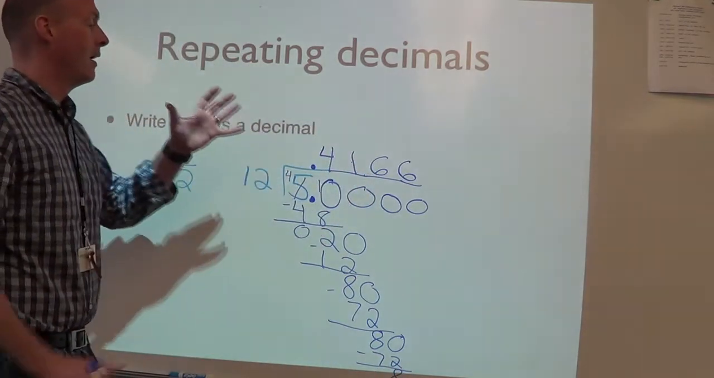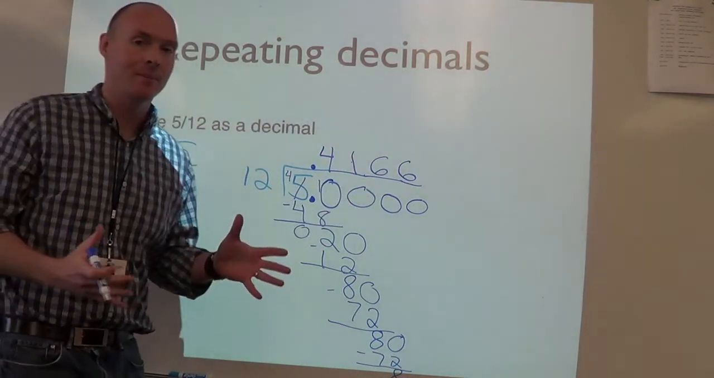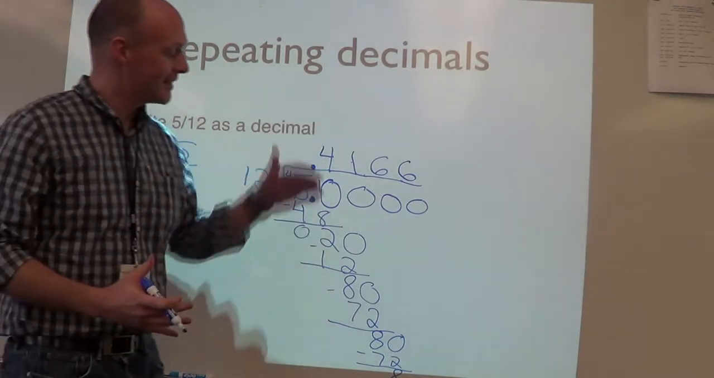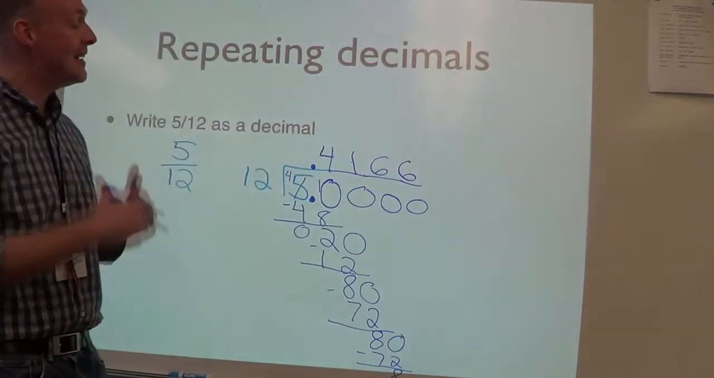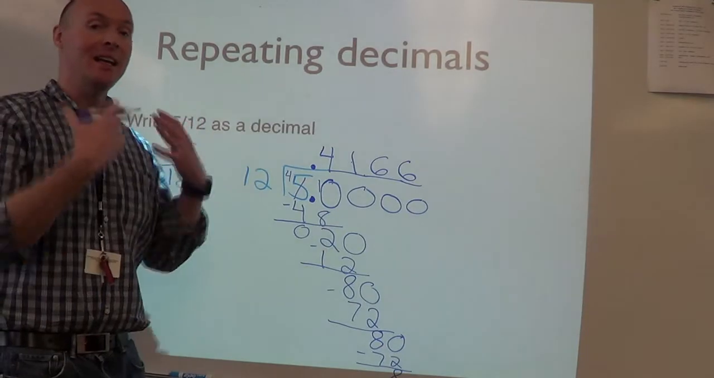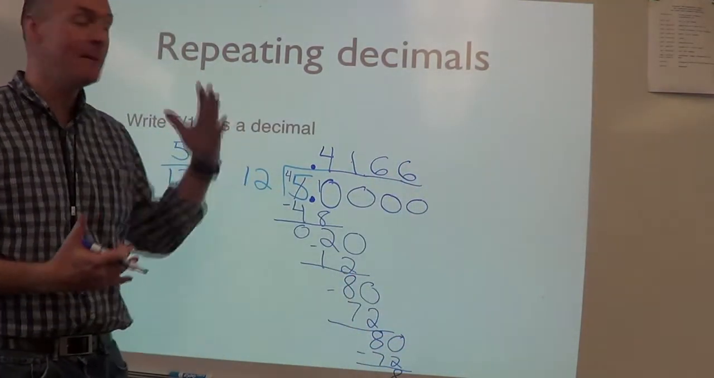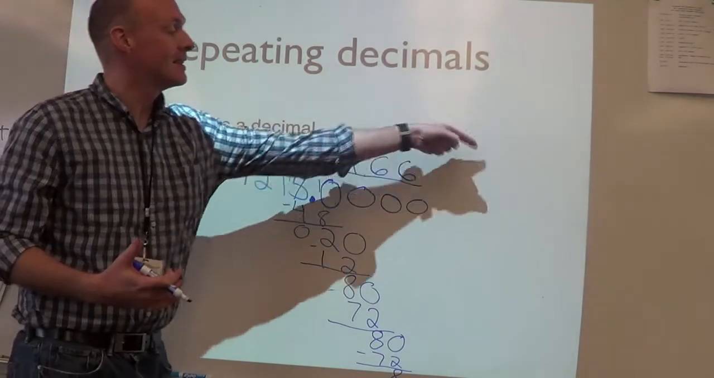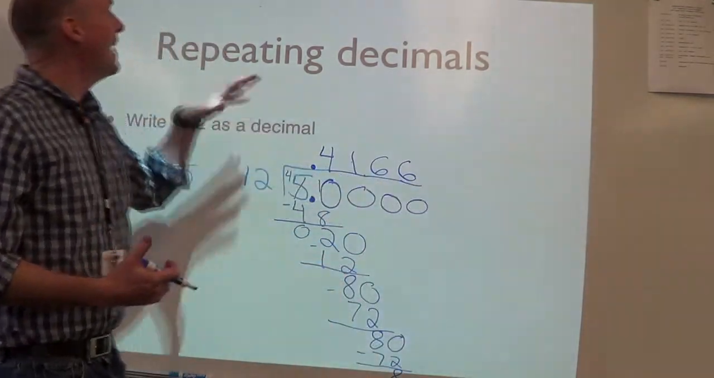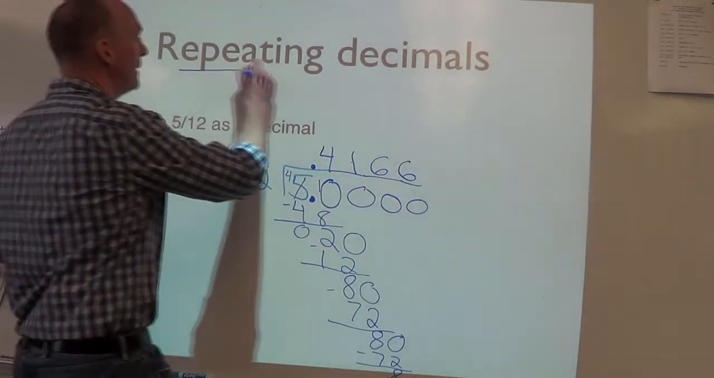Now, are you starting to notice a pattern here? Are you starting to notice that if we just kept on going, we would keep finding 8 and 8 and 8, and we'd annex more and more zeros, but still we would keep getting 6, 6, 6, 6. That is what is called a repeating decimal.